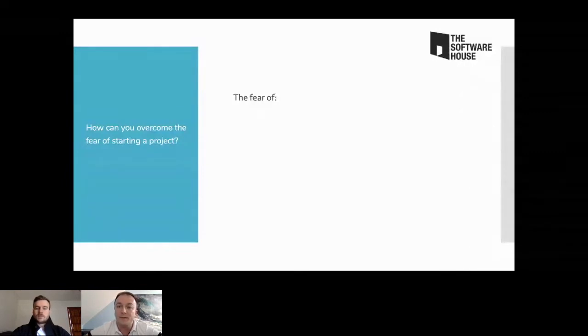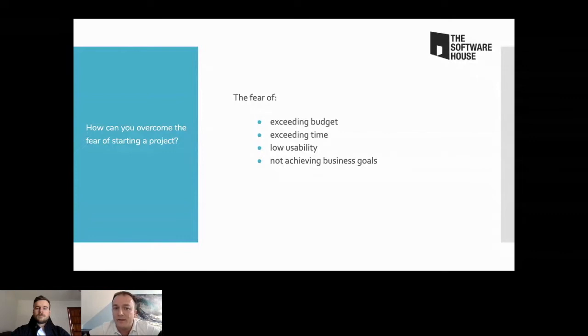Even if these parameters are met, the system's low usability is another concern of the company. So by usability, I mean the functionality, the performance of the application, scalability, reliability, and of course, the application shouldn't have any critical errors when it's live in production. And the last fear is that the system doesn't provide any business value, even if it is working well.